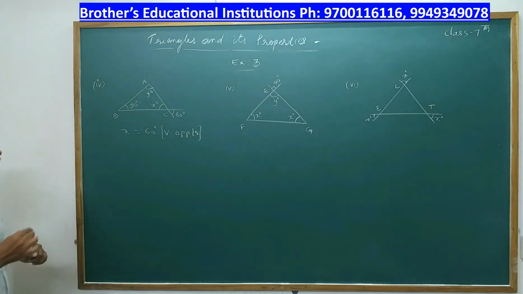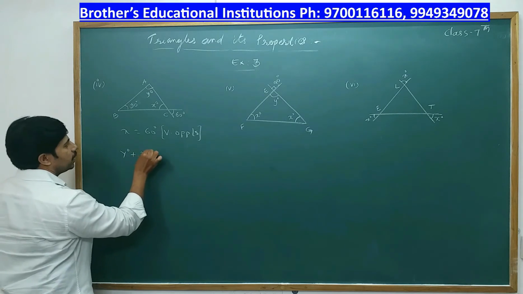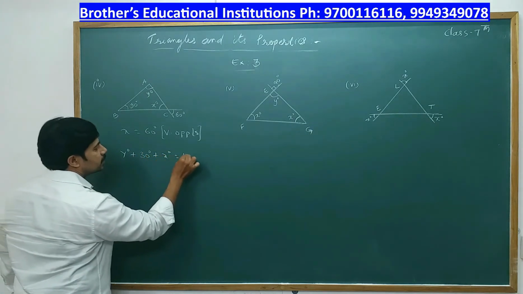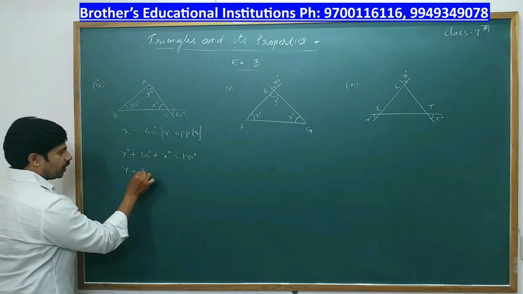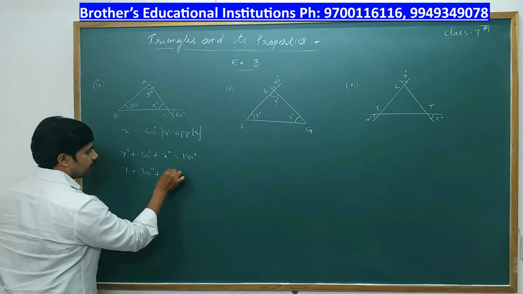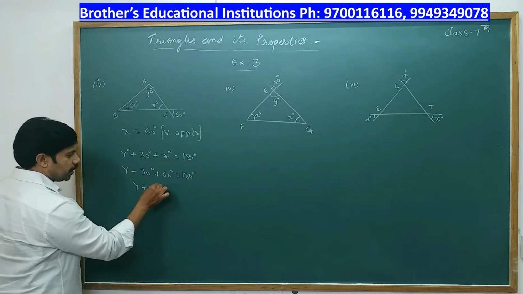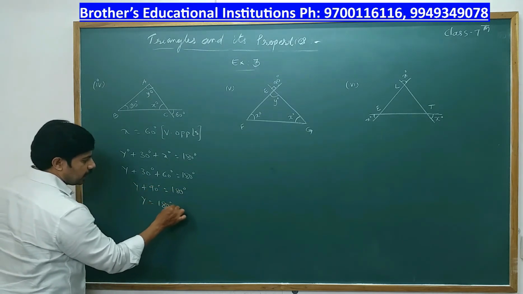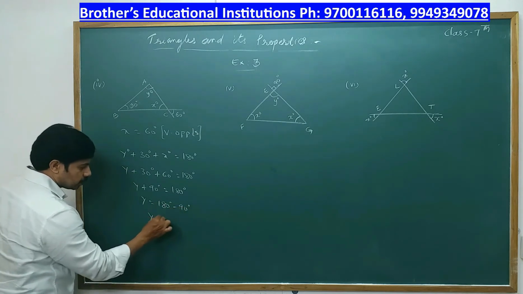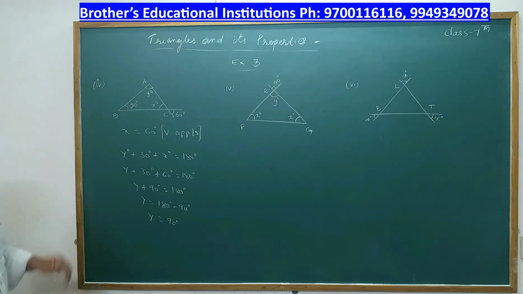Now after getting x, using the angle sum property, we will find y. That is, y degrees plus 30 degrees plus x degrees is equal to 180 degrees. We already know the value of x, so I will substitute it. So y plus 90 degrees is equal to 180 degrees. So y is 180 minus 90, so y is 90 degrees. So this is y. This problem is completed.